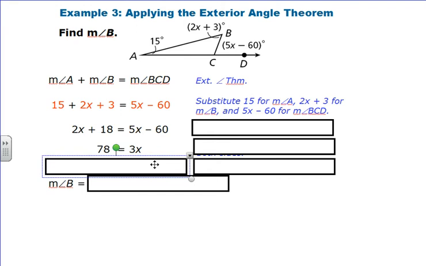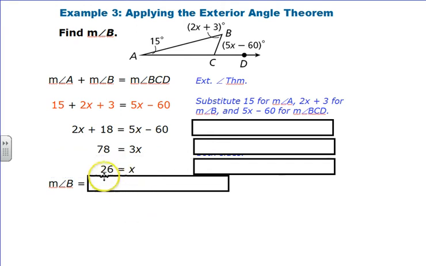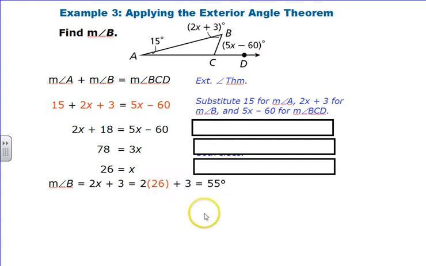39, did you divide by 3? I subtracted 3x and 2x. Okay, so 26 is what x equals. So when we substitute that, we have 26 times 2, plus 3, which is 55. 52 plus 3 is 55 degrees. Okay? Do you understand what you're doing today?